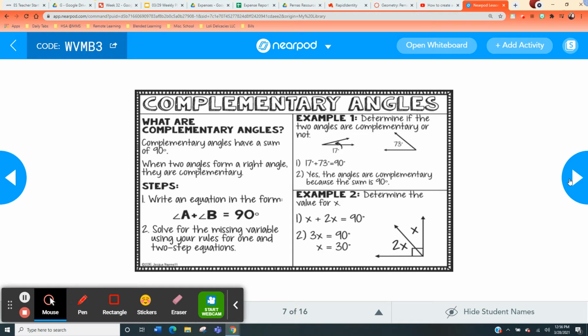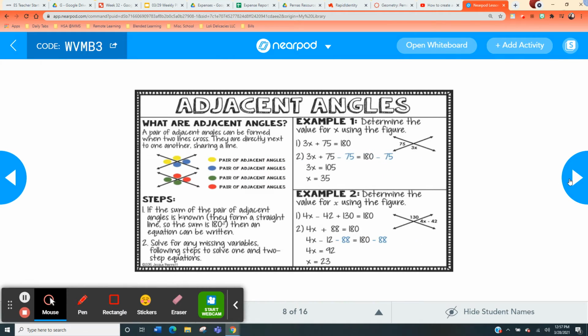Complementary angles, we know that the sum is 90. We're going to be setting our equations for those to 90. Adjacent angles are angles that are basically next to each other. They're formed when two lines are crossed and they're directly next to each other. I have some pictures there to show you which ones would be adjacent. And same thing with determining your equation for them.